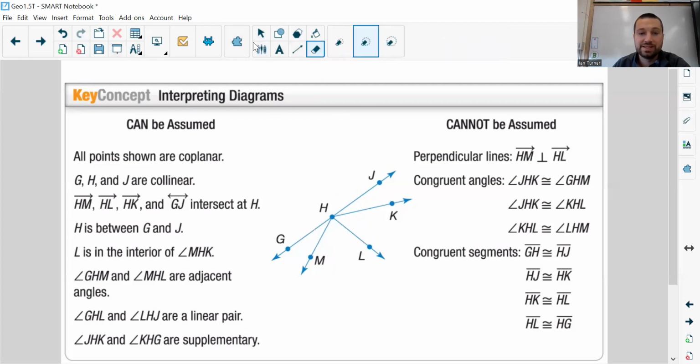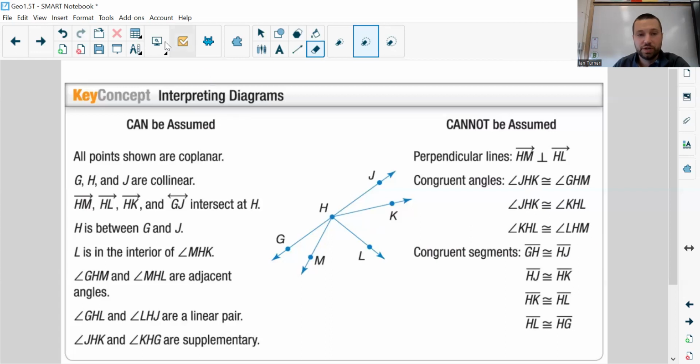We can't assume that that's 90 degrees, but we can assume that these two are a linear pair, GHL and JHL. We know they add up to 180 because they form a straight angle, right? GHJ is a straight angle. We can assume that. So we know the other things add up to a supplementary angle.